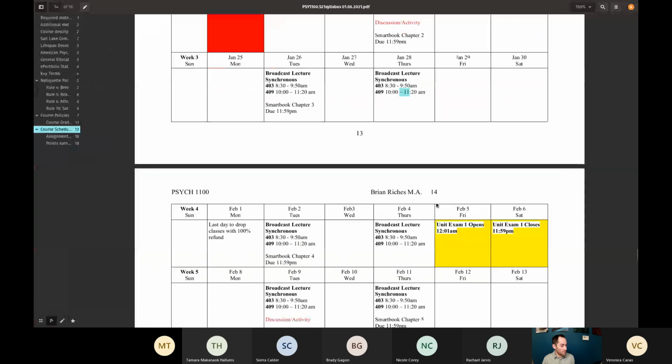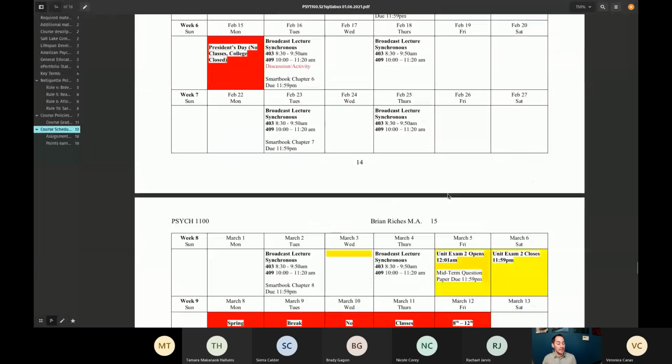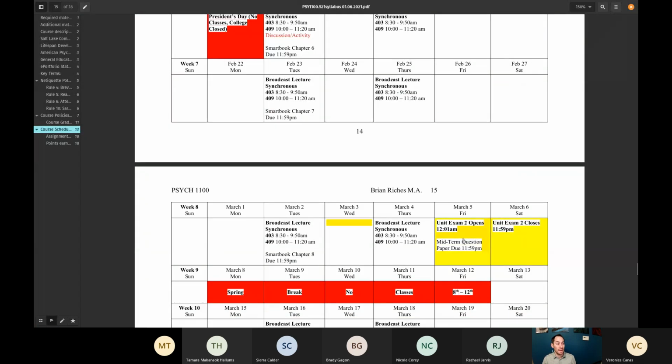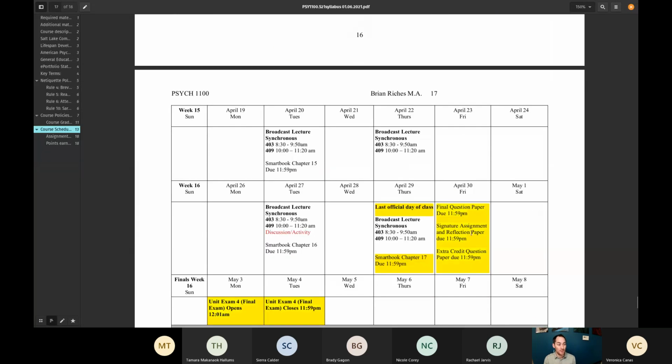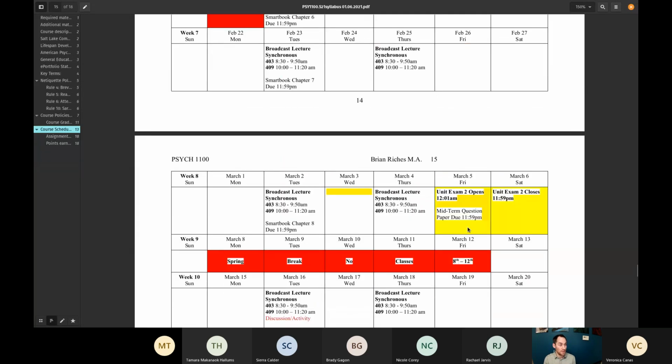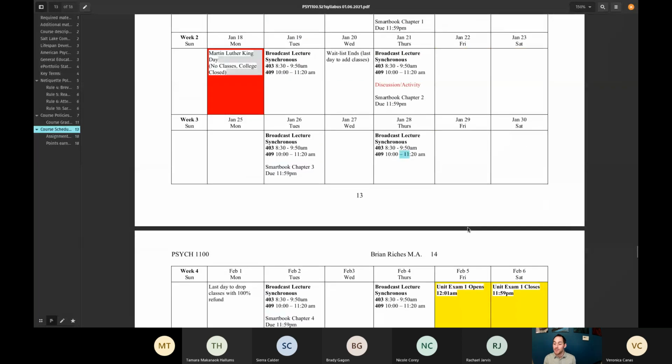As for the due date for the first question paper, it is a midterm paper, so it's right when our second exam is open. That same day, the midterm question paper is due. So that is when your first one is due. Then you will have a final one at the end of class. April 30th is when that one will be due. So let's talk about how to do a question paper.